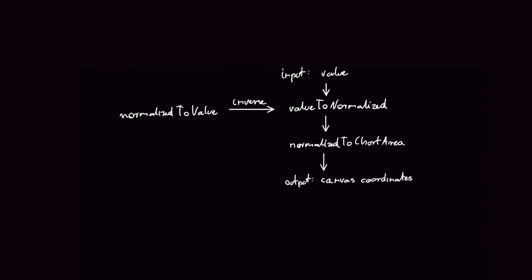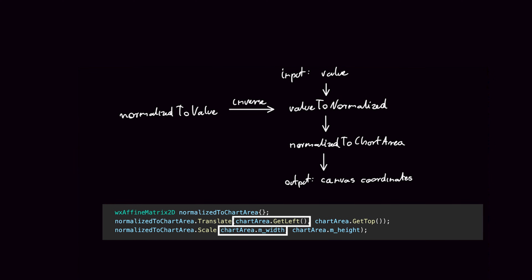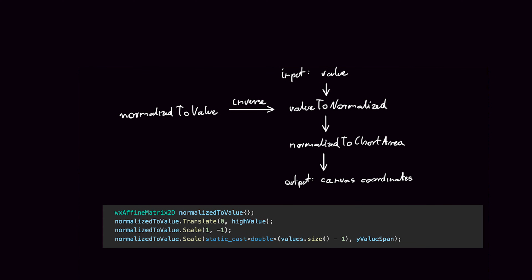It's worth noting what happens to the x-coordinates here. The normalized to chart area transform is simple. It converts the x-range of 0, 1 to the pixel range from the left side of the chart area to its right side. The other transform converts the 0, 1 range to a range of indices of the values array. So the normalized value of 0 is mapped to the index 0, and 1 is mapped to the last valid index in the values array.